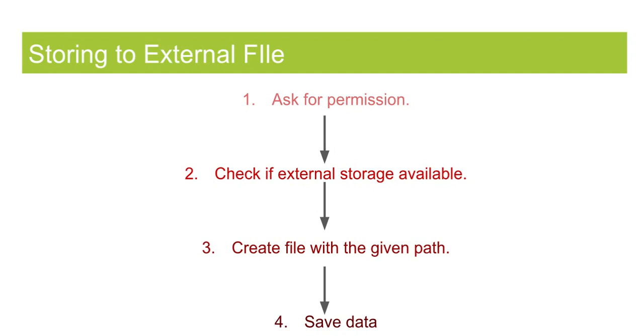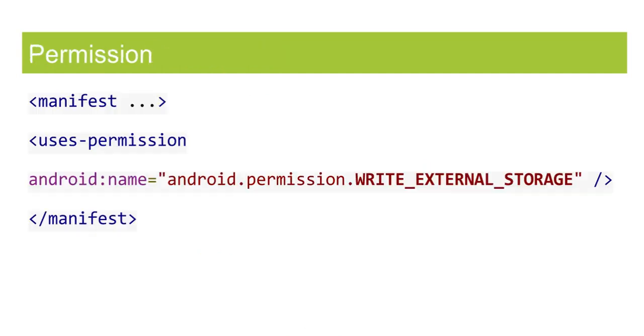The fourth step is saving data. So first we ask for permission, then check if storage is available, then create a file with the given path and save the data, and that's it. Asking for permission is just a one-time process, or one line of code.